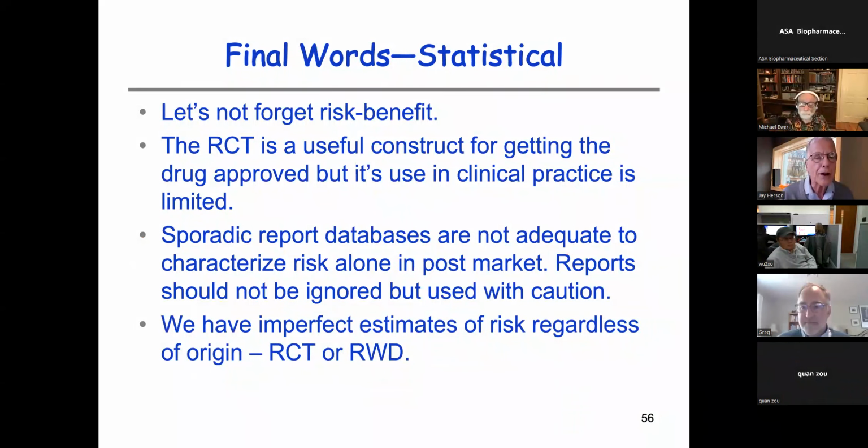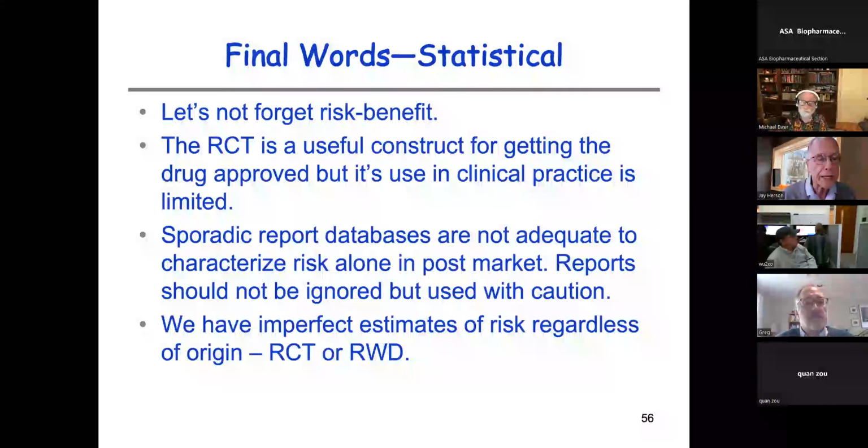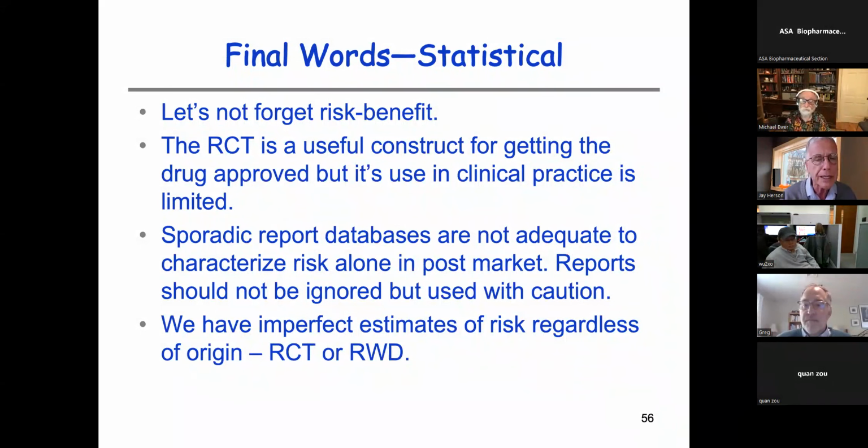Yep, as a statistician, I would say, let's not forget risk-benefit. The RCT is a useful construct for getting the drug approved, but its use in clinical practice is limited. Sporadic report databases are not adequate to categorize risk alone in post-market. Reports should not be ignored, but used with caution. We have imperfect estimates of risk, regardless of origin, RCT or RWD.